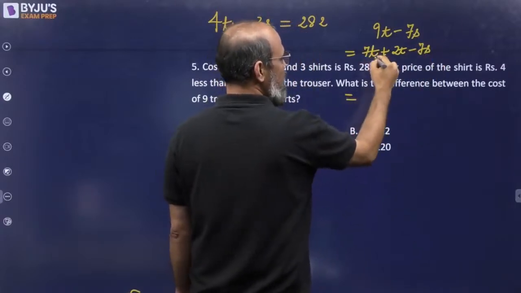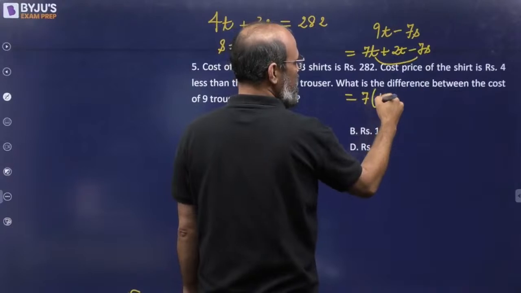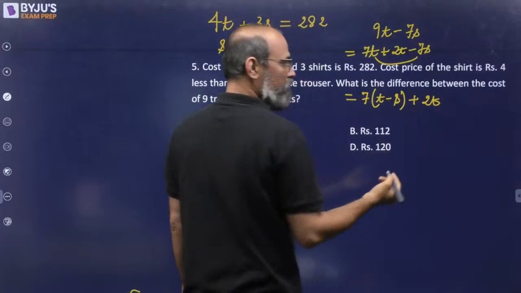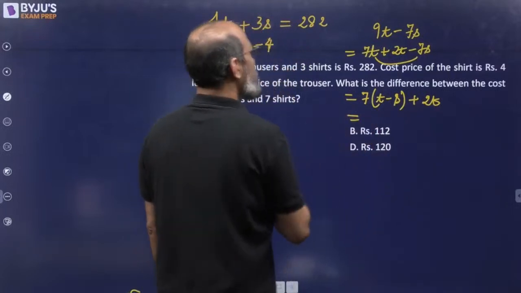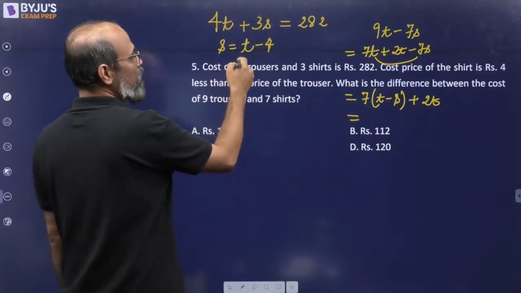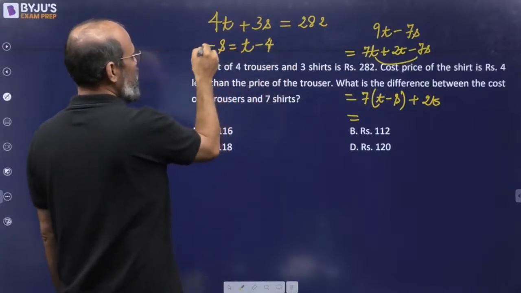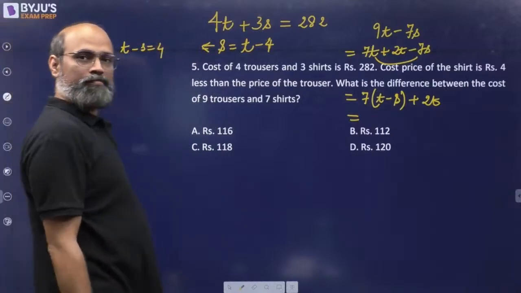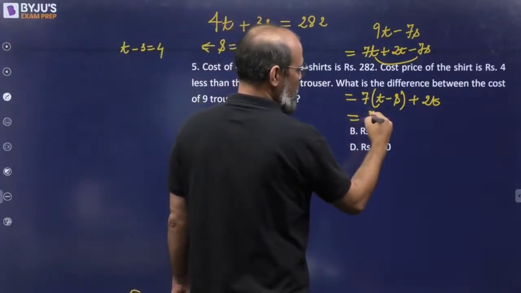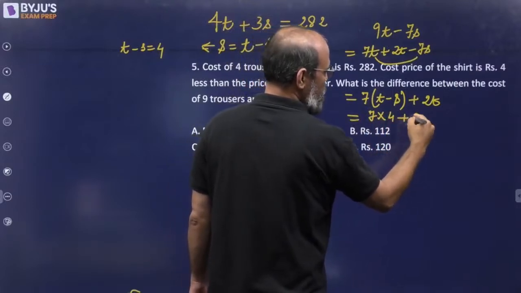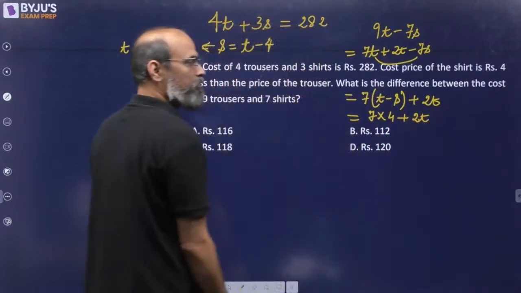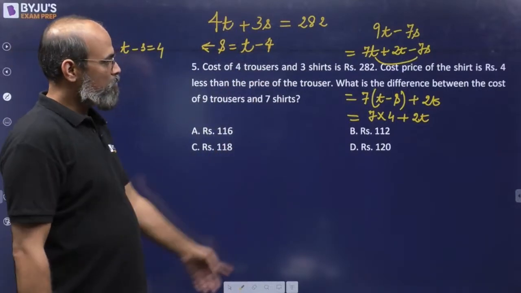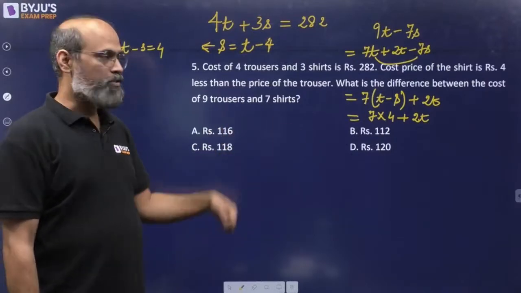And if I take out 7 common from here, I'll get 7 times T minus S plus 2T. Now what is T minus S? T minus S पे ध्यान दोगे, from here we can write T minus S equal to 4. So this is 7 into 4 plus 2T. 28 plus 2T निकालना है, ठीक है? So it could be any of these combination.